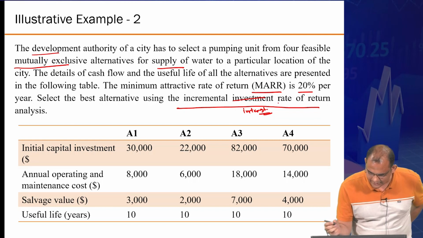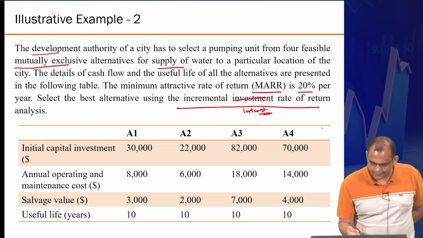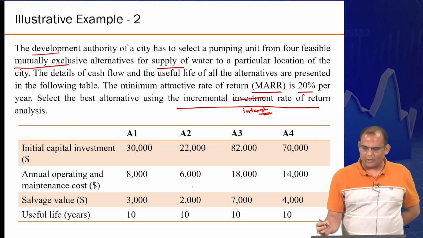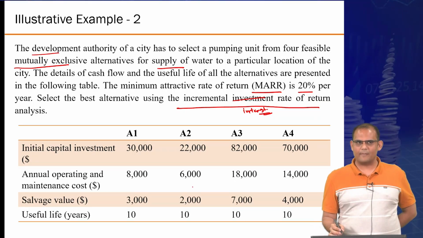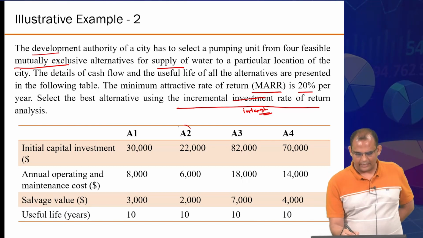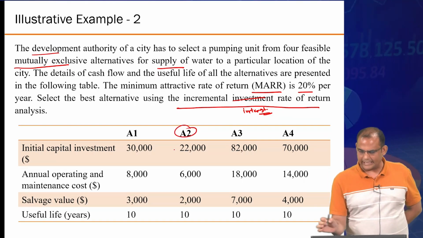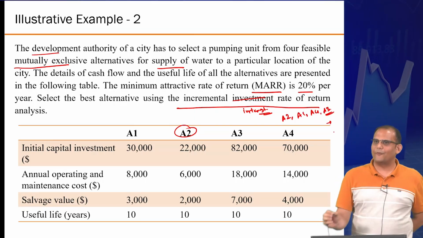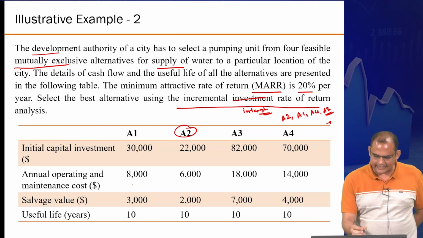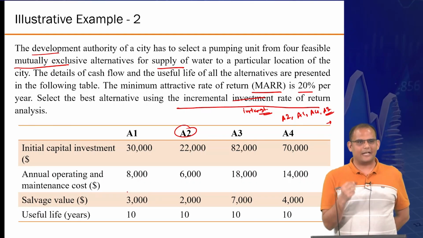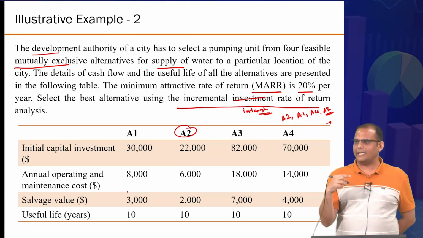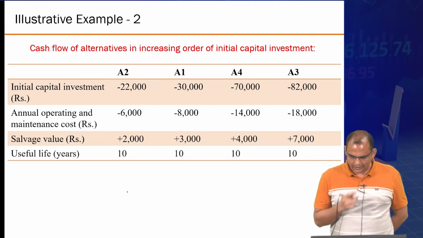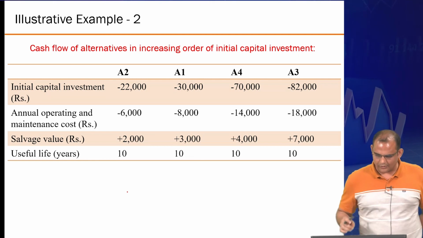Alright, let's look at this example: A1, A2, A3, A4. Initial capital investment is given to you. So what will be the ordering? What will be your first defender? A2 becomes your first, then A1, A3 and A4, right? Now what's the first step? Before even going to the alternatives, since these are positive cash flow series, you can first calculate whether each of these investments individually gives you at least MARR, right? Oh, I have not done that here.